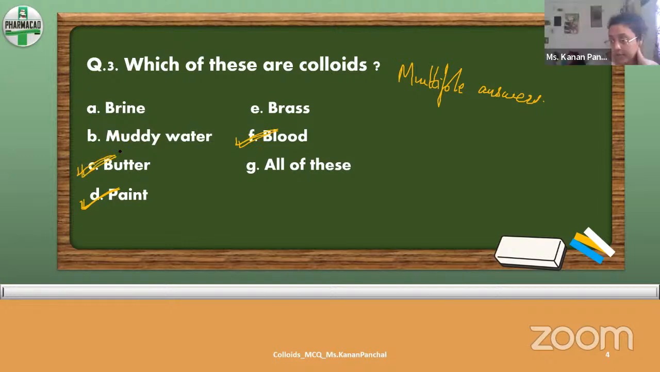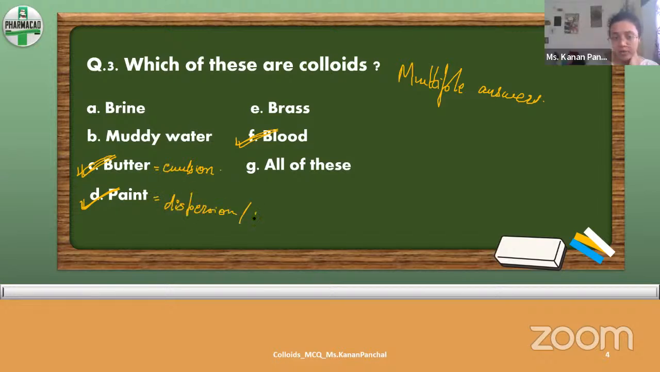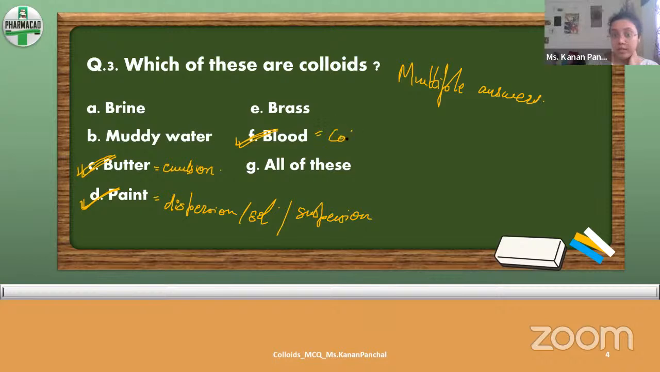What is the justification? Butter is an emulsion and... Continue, Khushi. Paint is an example. Paint is also a dispersion. It's kind of a sol dispersion. Sol or suspension तुम बोल सकते हो. Blood is also some types of suspensions. Blood मैंने बोला ना, it's a complex dispersion. उसमें भी colloidal moieties आती है. So yes. What is brine?